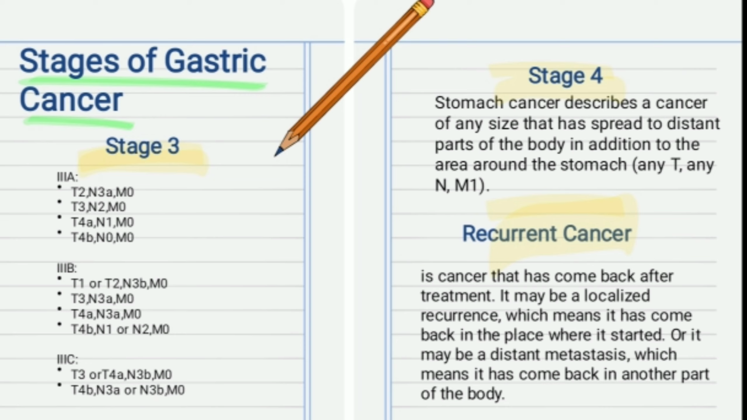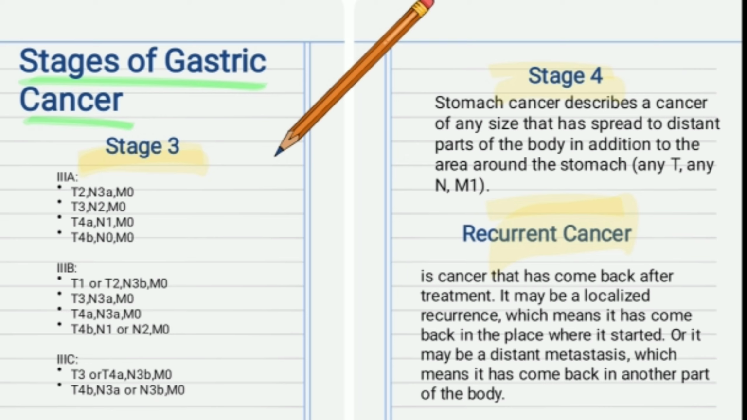Lastly is the T4B N1 or N2 M0, meaning the cancer has grown through all of the layers of the muscle into the connective tissue outside the stomach and has grown into nearby organs or structures. It may or may not have spread to 1 to 6 lymph nodes but not to distant parts of the body. Next stage is the stage 3C.